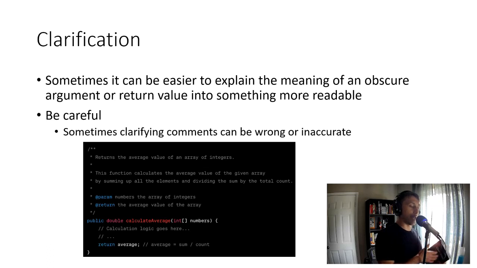So therefore, it is inaccurate. It could potentially cause people to get confused. So you can imagine, here, let's read this. "Returns the average value of an array of integers. This function calculates the average value of the given array by summing up all the elements and dividing the sum by the total count. Average equals sum divided by count."